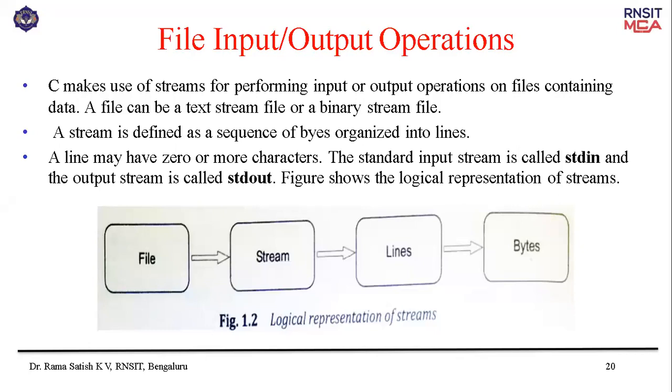C makes use of these streams for reading data from a file or writing into a file. A file can be a text stream file or a binary stream file. What do you mean by a text file? A text file means all the contents in the file are completely text. And what is a binary file? A binary file is a file that contains binary information.